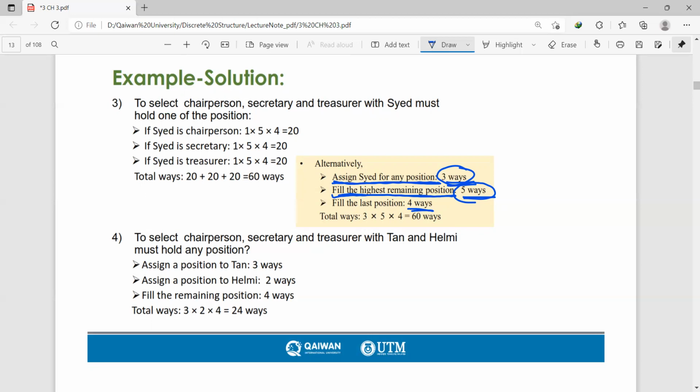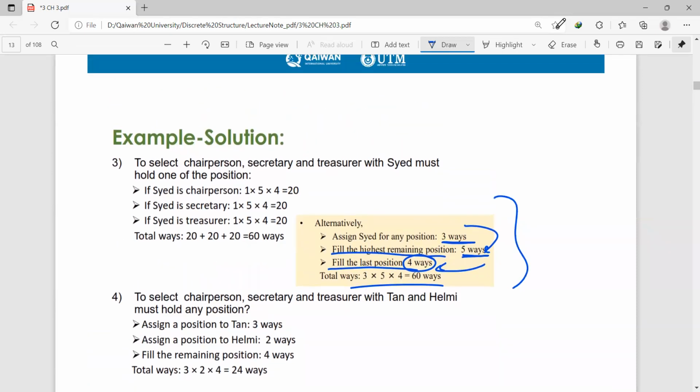Okay. So here we have 3 options for Said. That means we have 3 ways, and then the rest of the people, 5 people. So for the next position, we have 5 ways. For the last position, we have 4 ways. We multiply 3 by 5 by 4, we get 60 ways. You can solve it this way or that way. Both are the same. In both, you get the same results.